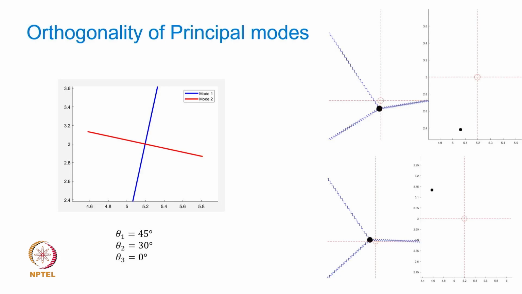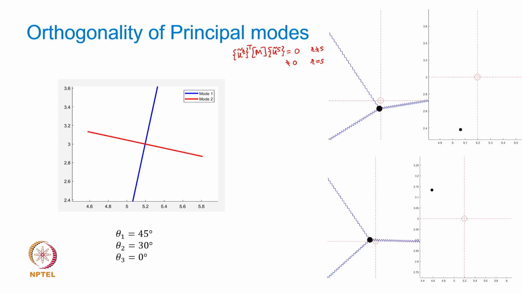All right, now finally coming to the orthogonality. Orthogonality of principal modes, wherein we have shown that U_r transpose M U_s is equal to 0 for r not equal to s, and is not equal to 0 for r equal to s.